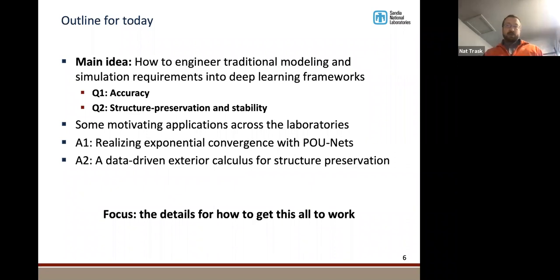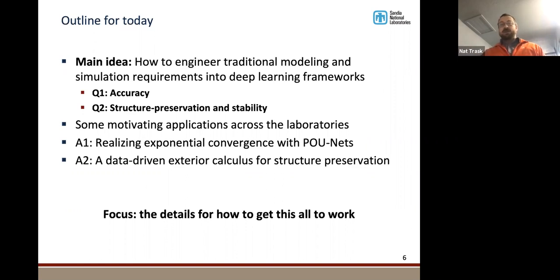And then the second question, structure preservation and stability. We have these models that we'd like to incorporate into an ecosystem of other codes. So for example, at Sandia, we maintain E3SM, which is the Earth systems model. It's like the climate model for the planet. It has all sorts of components for the atmosphere, the ocean, land ice, sea ice, and so on. Each one of those models has a whole bunch of other models. And so if you have a data-driven machine learned component, you have to be able to hook it into this ecosystem without breaking everything else, right?